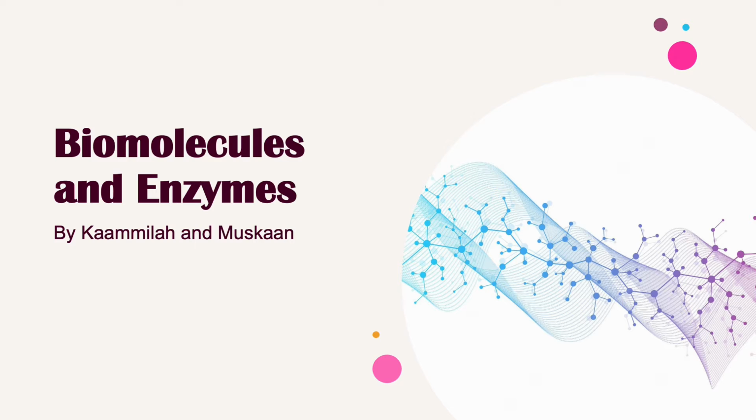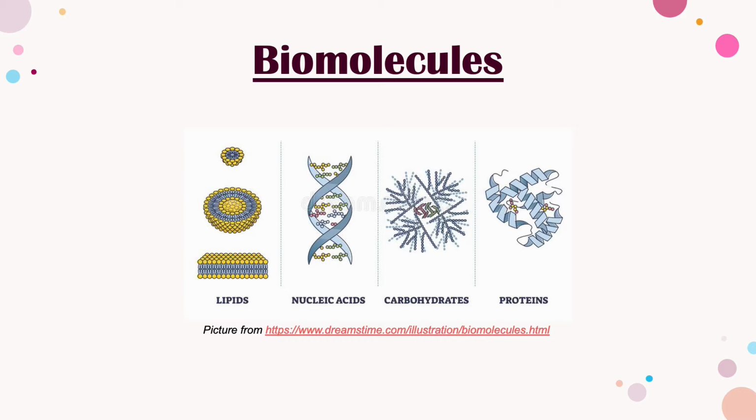Today we will be sharing everything that we have learned over the past month in our biochemistry unit. We will be breaking down 3 of the 4 major biomolecules and exploring the structure and function of an enzyme. Let's start with the 4 major biomolecules. There are lipids, nucleic acids, carbohydrates, and proteins. We will be looking at lipids, carbohydrates, and proteins today.